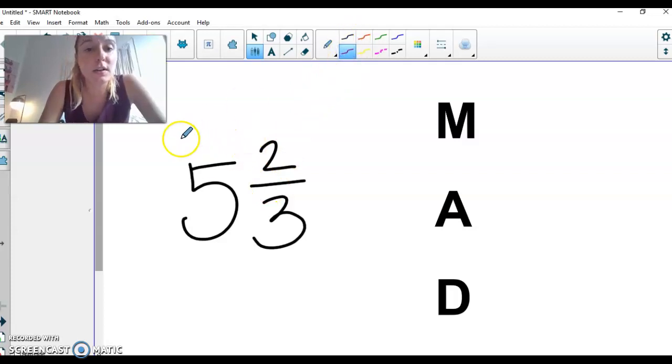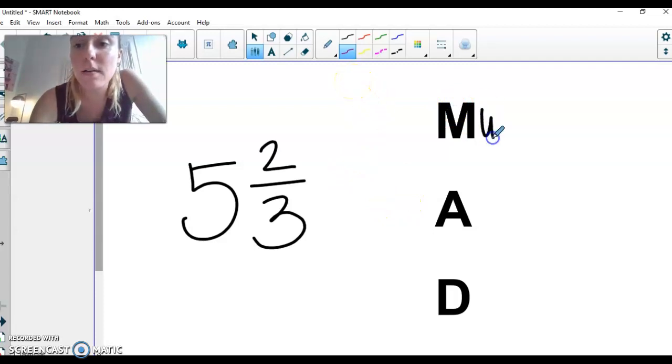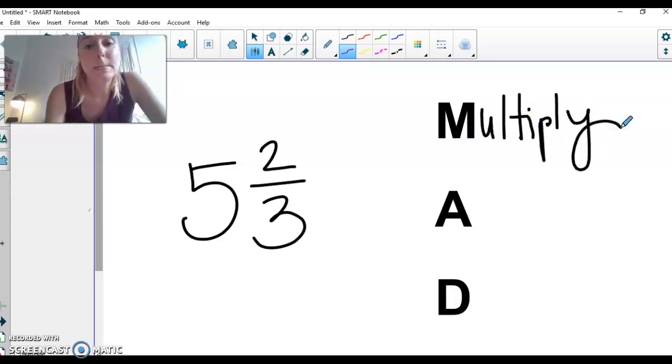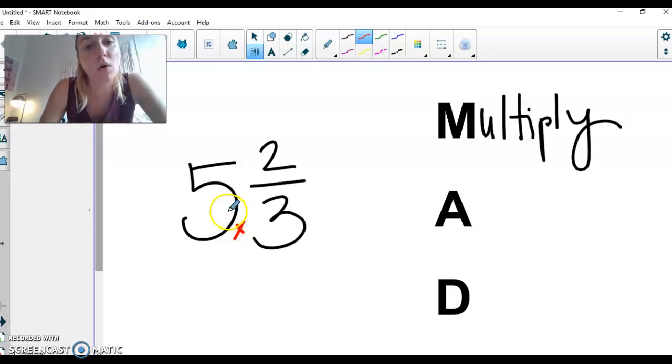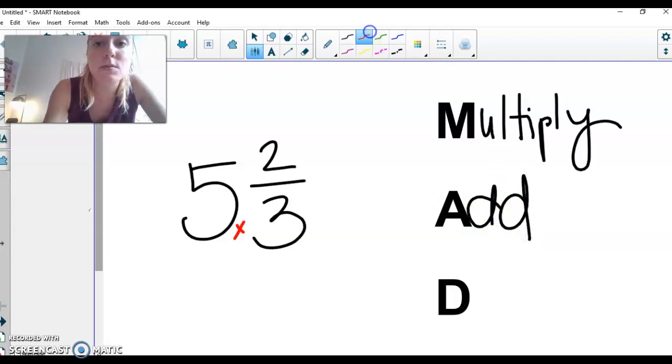So to convert this mixed number into an improper fraction, we're going to use MAD, M-A-D, okay? Our M is going to stand for multiply, okay? So we're going to multiply our 5 times our 3. We're going to multiply our whole number times our denominator, okay? The A is going to stand for add, okay? Because we are going to add then, after we multiply, we're going to add our numerator to the product.